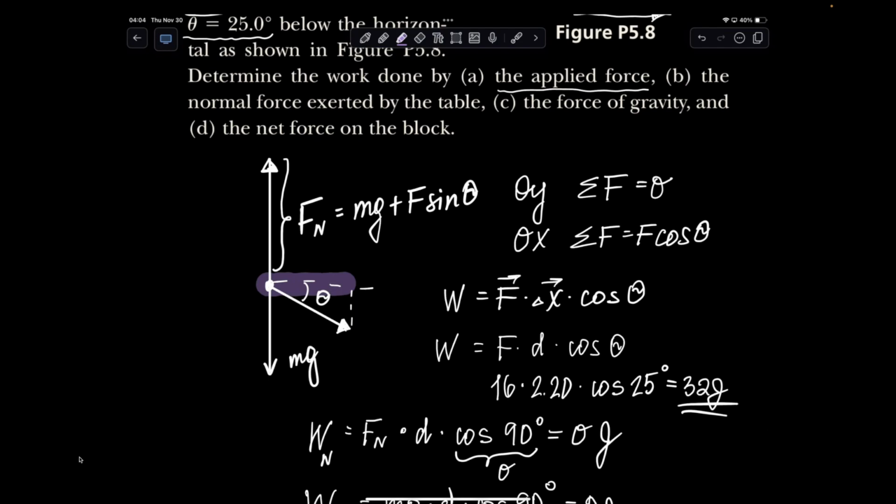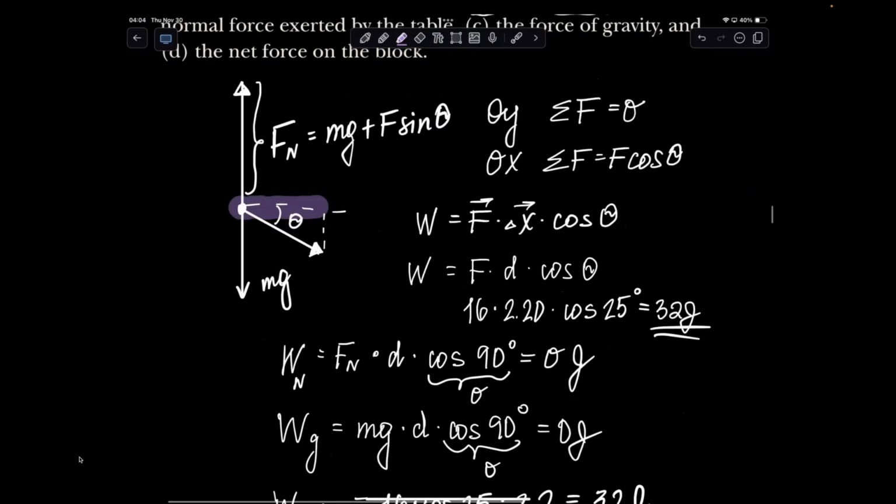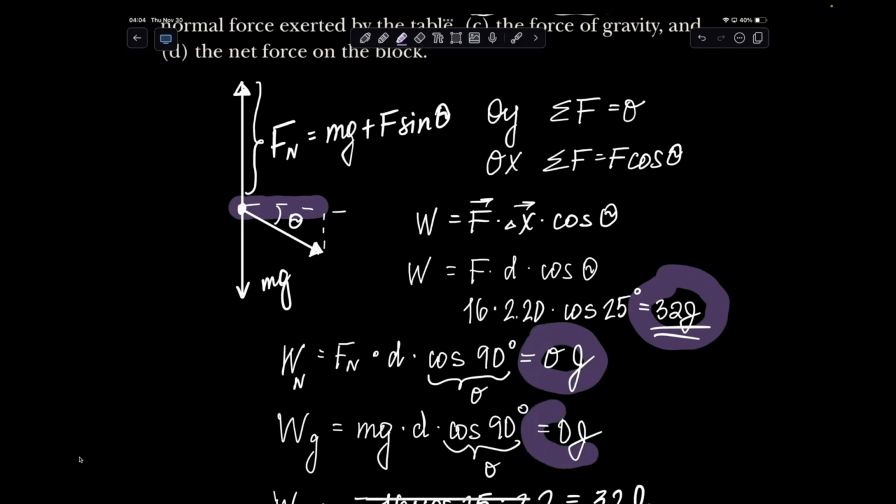Or I could add all the separate works: the work done by the applied force, the work done by gravity, the work done by normal, and I would still get 32. So again, 2 ways. You can find the individual works done by individual forces, and then find the net work by adding those works together. Or you can find the net force to begin with and just multiply it by displacement. And why is that? Because displacement is in the direction of the net force.